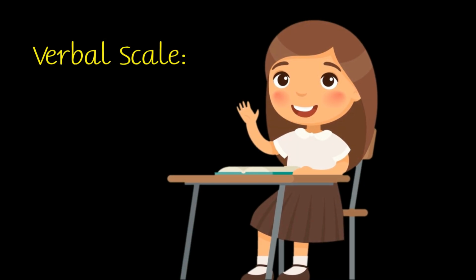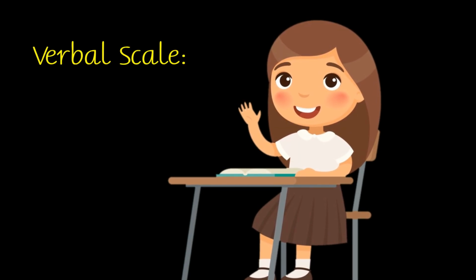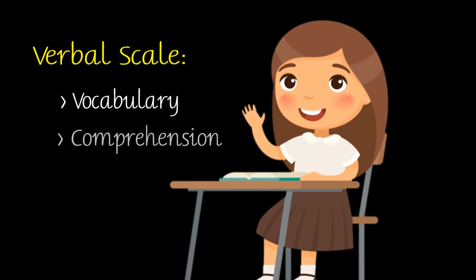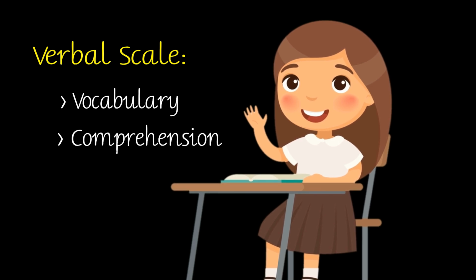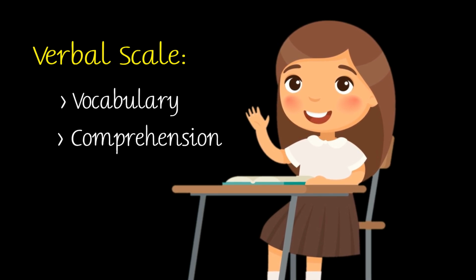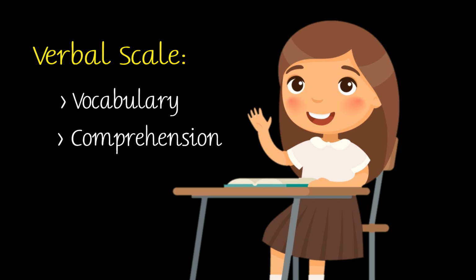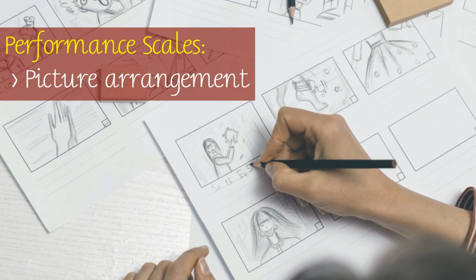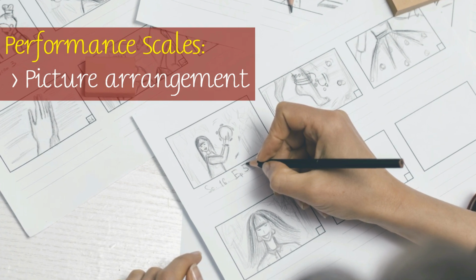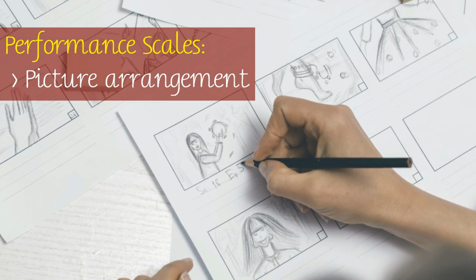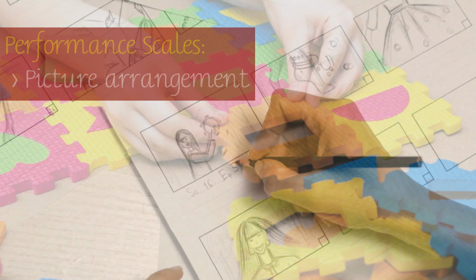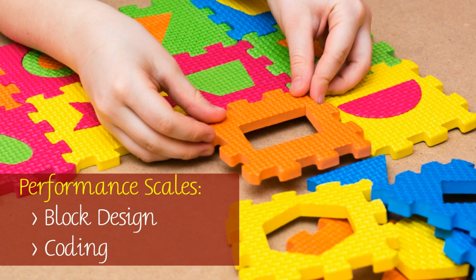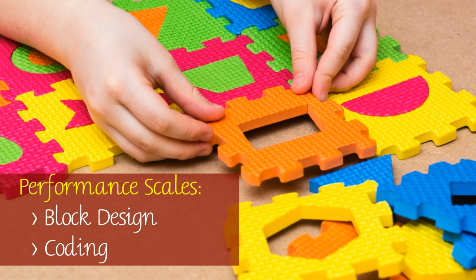Her scores on the verbal subtests indicated that she had a good vocabulary and could comprehend and respond to spoken general knowledge questions with relative ease. However, she was not too good at handling performance or practical tasks like arranging pictures in sequence, arranging blocks according to a design in a picture, or copying figures.